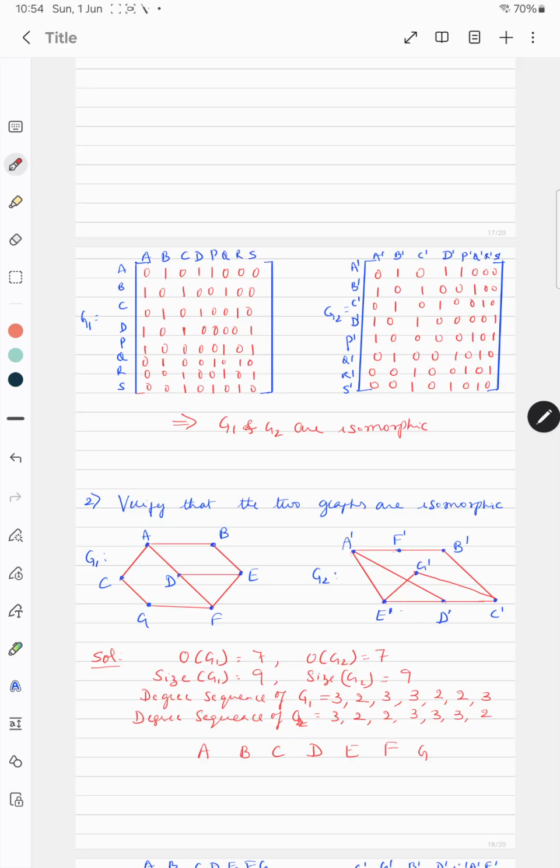If you consider E dash, it is of degree 3, adjacent to vertices of degree 3, and degree 3, degree 2. Again, I cannot map A to E dash. Now if you see D dash, it is of degree 3, which is adjacent to vertices of degree 3, 3, 3. So again I cannot map A to D dash. C dash is of degree 3, which is adjacent to B dash, D dash and G dash of degree 2, 3, 2. Hence, I should map A to C dash.